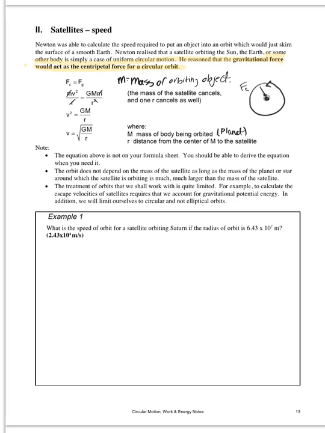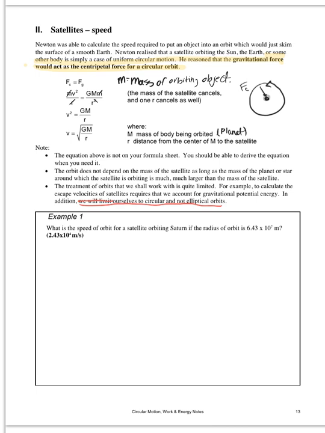This equation is not on your formula sheet, but knowing that the gravitational force and the centripetal force need to be equal for a satellite, we should be able to get to this equation. All right, we are limiting ourselves to circular and not elliptical orbits. So we're going to assume perfect circular motion. And again, that's not necessarily the case, but we're going to have to go with it to make this work in our case without too much math.